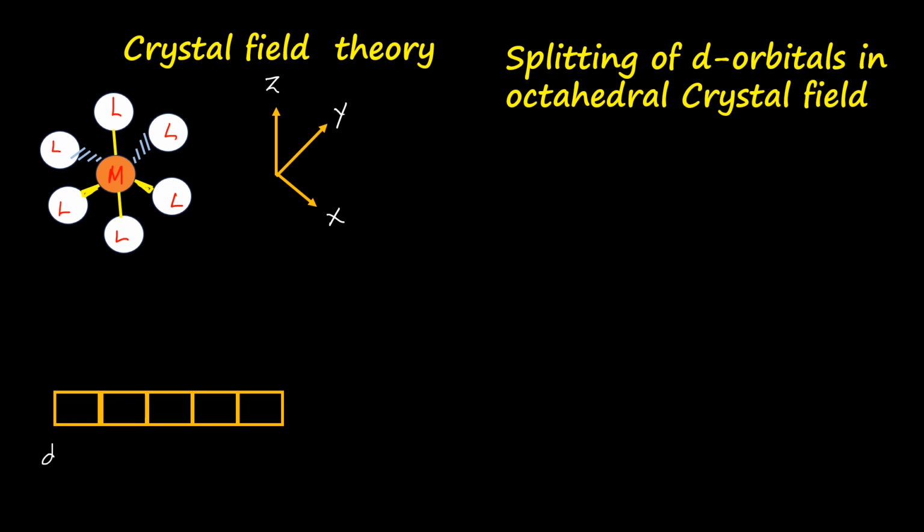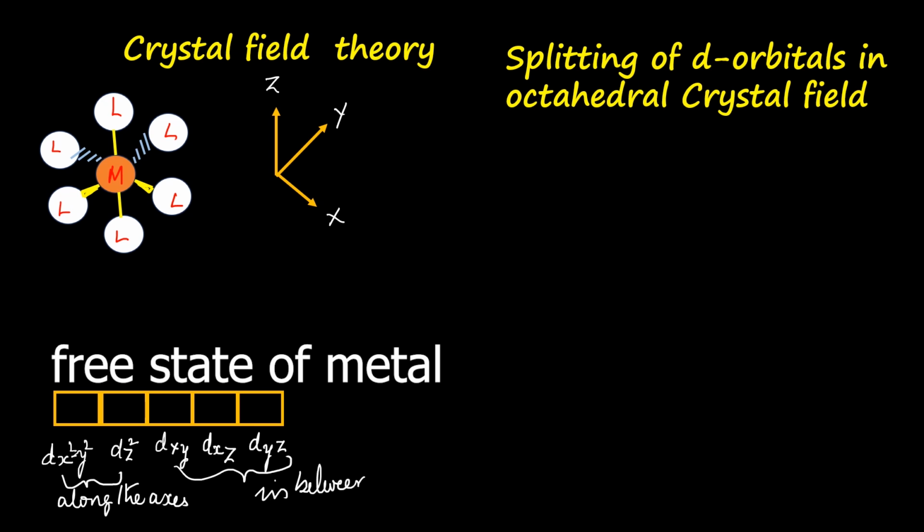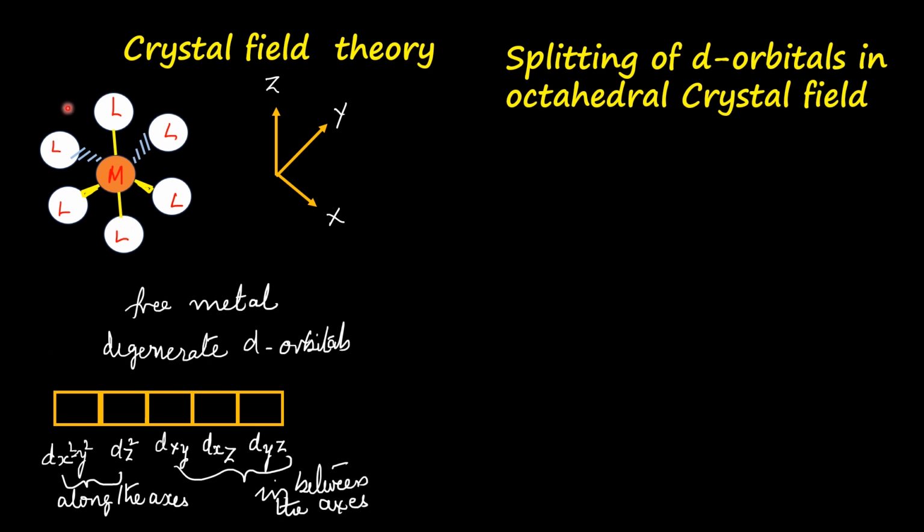We have already seen that these 5 orbitals are named dx square minus y square, dz square, dxy, dxz, then dyz. Dx square minus y square and dz square are axial, that is along the axis, and the other 3 are in between the axes. What I have shown here is the metal bonded to the ligands in the octahedral complex. This is a different thing.